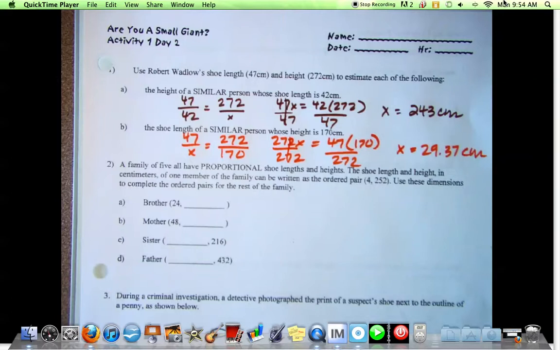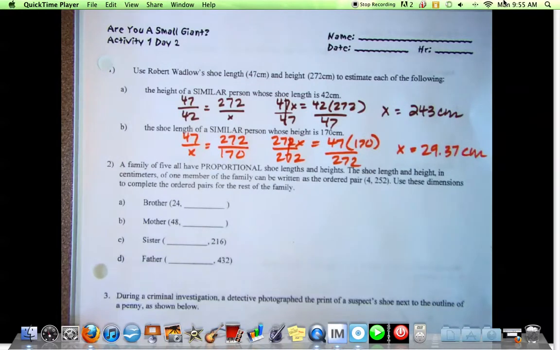A family of 5 all have proportional shoe lengths and heights. The shoe length and height in centimeters of one member of the family can be written as an ordered pair (4, 252). So what is the 4 representing? Shoe length, and the 252 is representing the height. Use these dimensions to complete the ordered pairs for the rest of the family. So the brother has 24, and that's representing what? Okay? So I need to set up what?